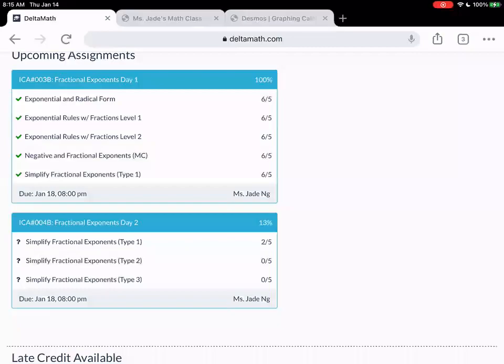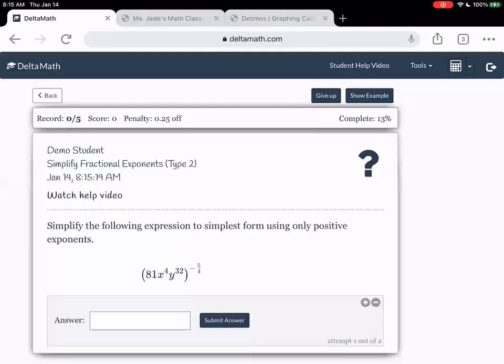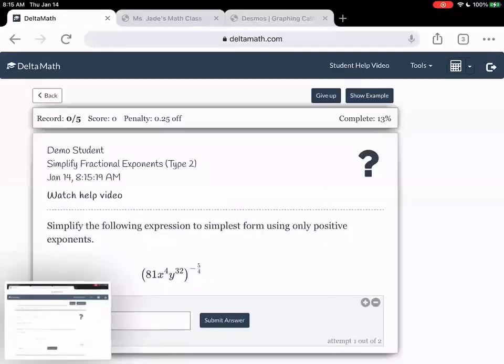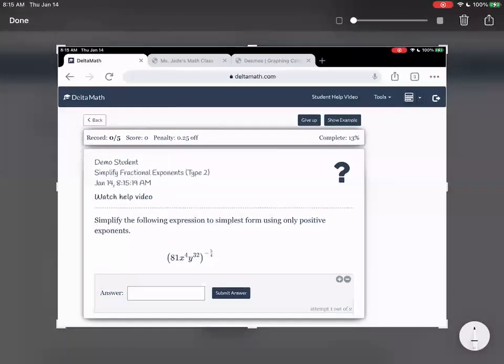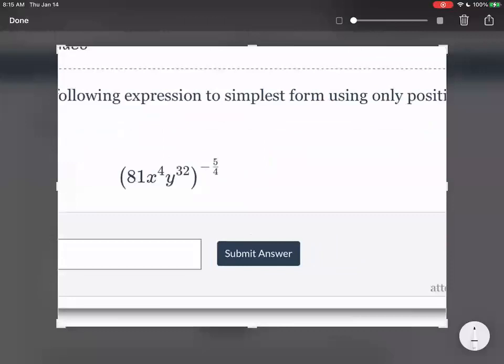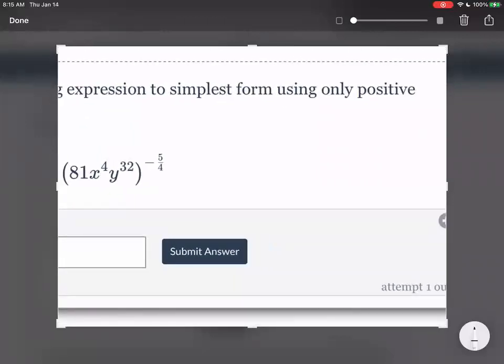So let's do 3 examples for simplified fractional exponents type 2. Okay, so it looks a little bit different, but we're going to simplify the following expressions to simplest form using only positive exponents. Let's go like that, just so there's more space. Okay, so we're going to essentially distribute this negative fractional exponent to everything inside the parentheses.